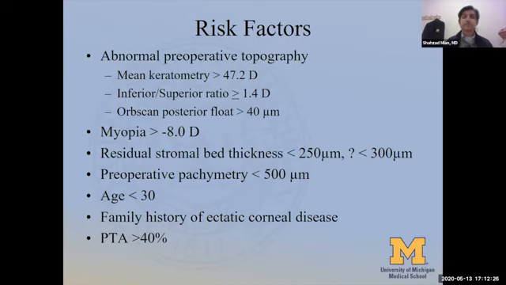And now a more recent index using percent tissue altered, which is a measure of the predicted flap thickness and amount of tissue that's ablated. And if that's more than 40% of the total central corneal thickness, patients may be at increased risk for developing ectasia.